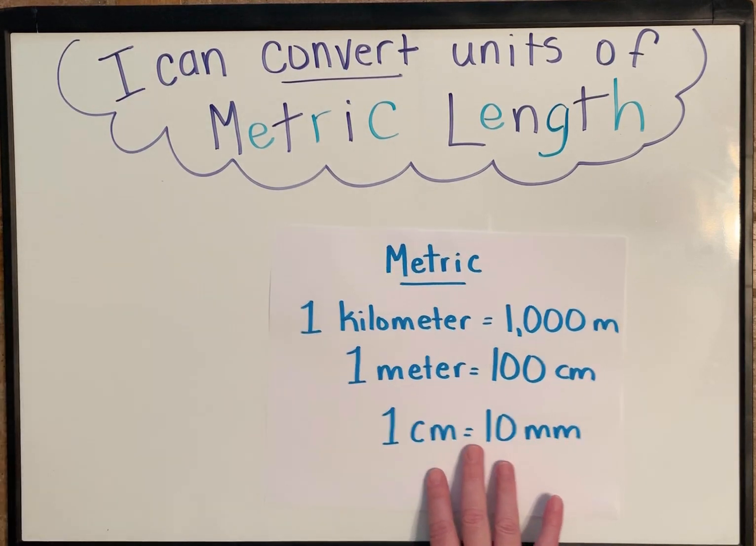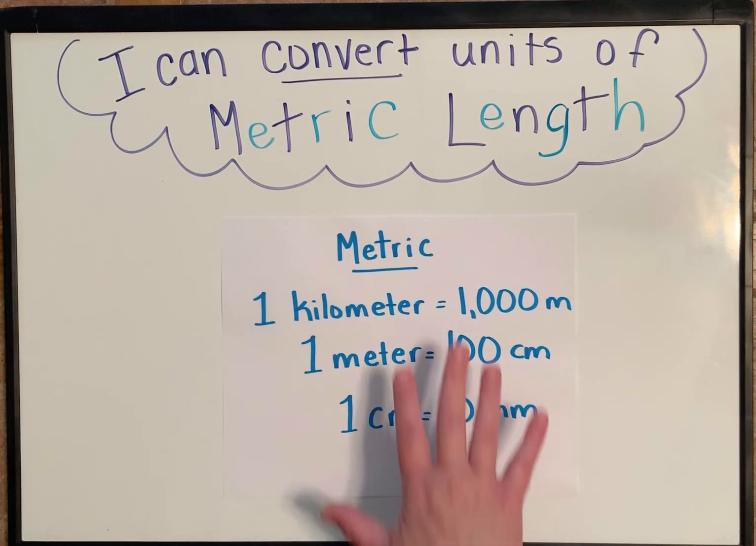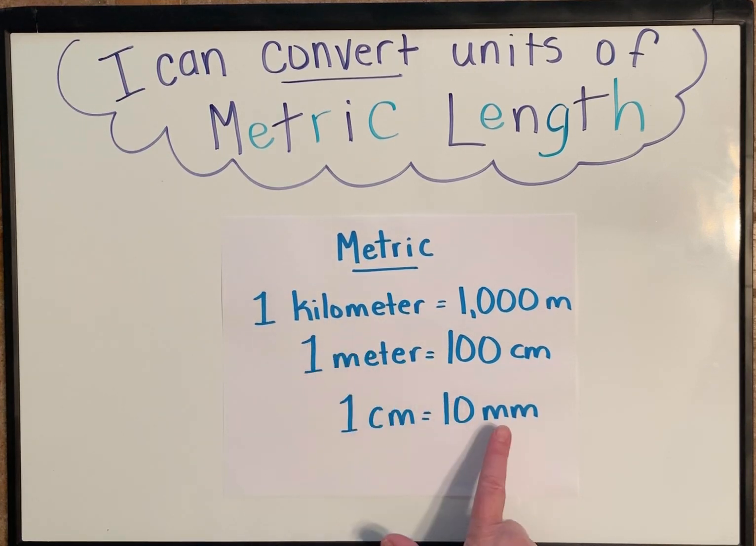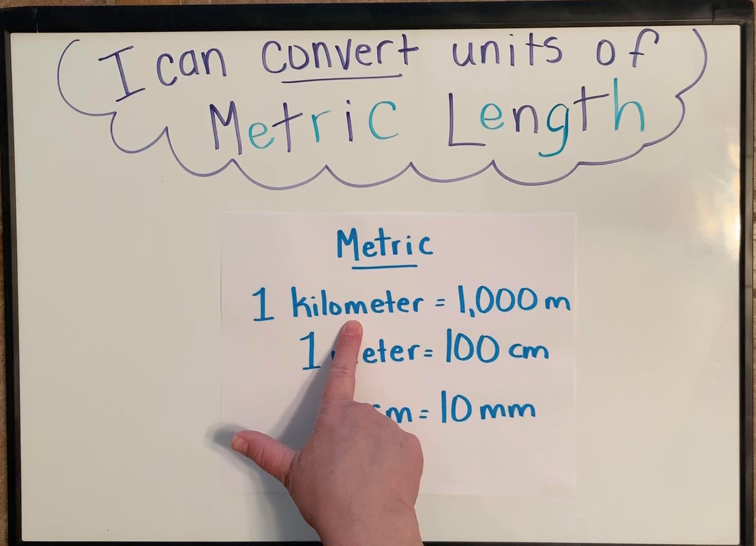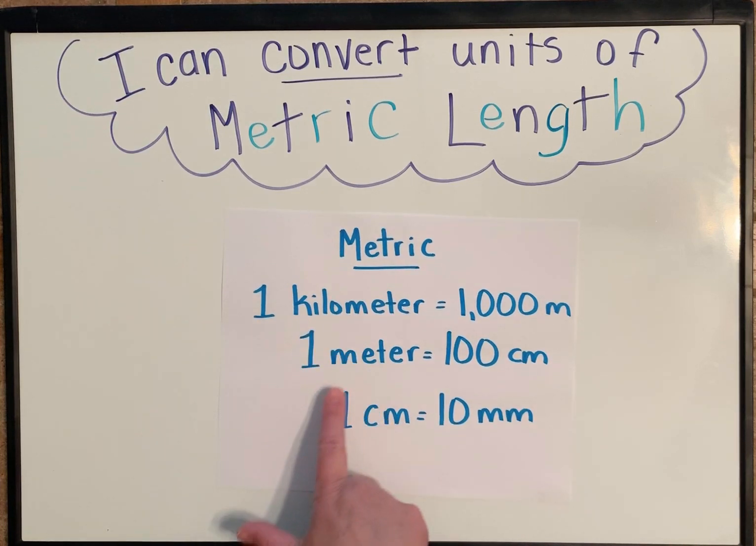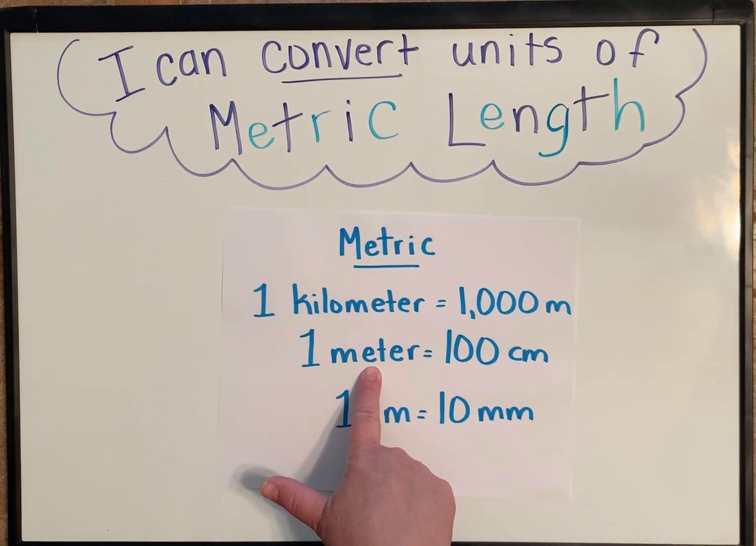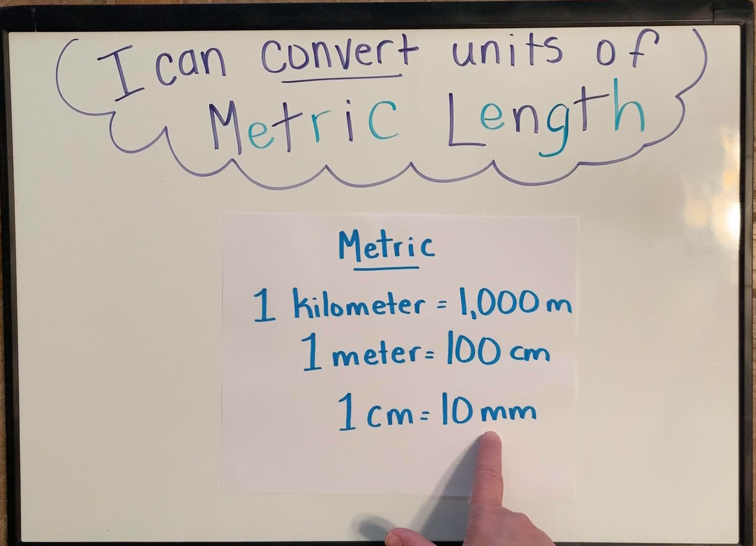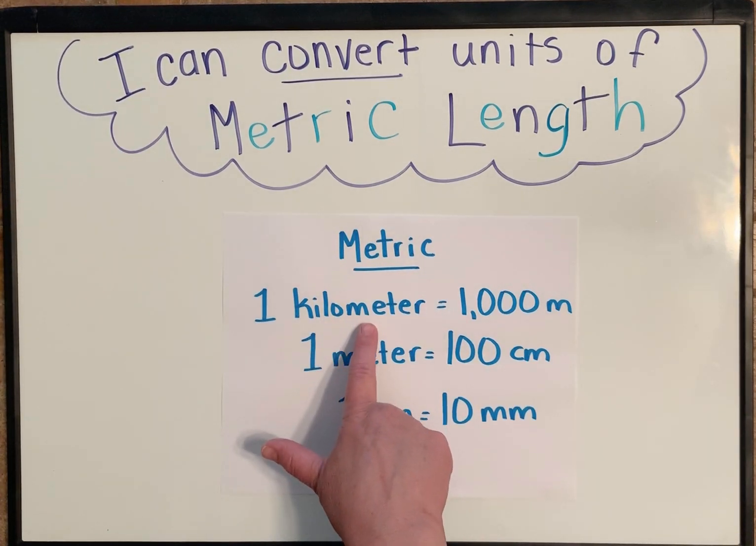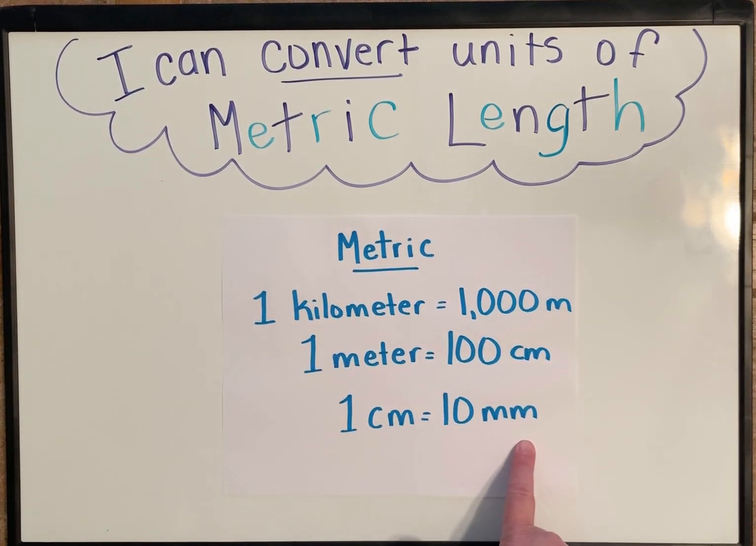All right, on your star chart, these units are written from largest to smallest. So let's go over those quickly. Largest is kilometer, and then the next biggest is your meter. Next unit is the centimeter, and then the smallest unit is the millimeter. That's how these are set up from largest to smallest.